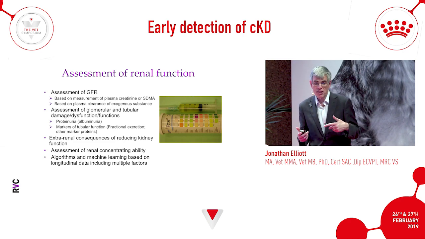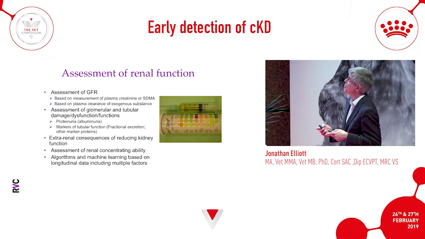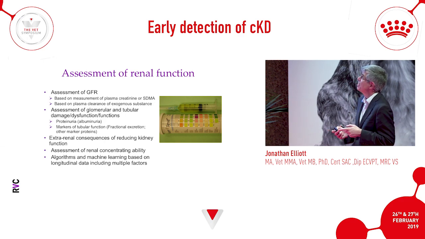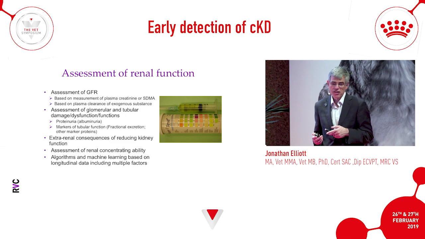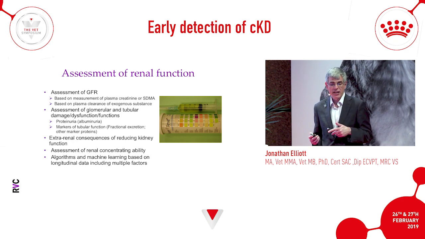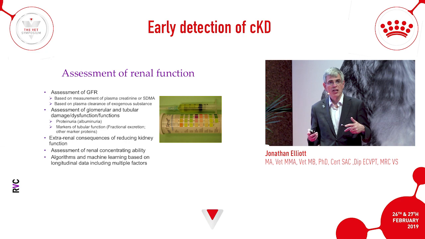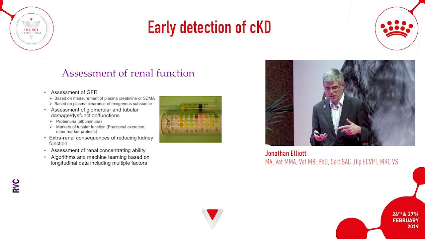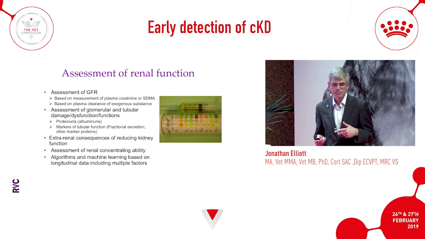And I'm going to go through this plan: assessing renal function based on glomerular filtration rate, assessing tubular and glomerular damage and dysfunction, and then looking at the extrarenal consequences of reducing kidney function, because all of those tests can form the basis of making an earlier diagnosis of chronic kidney disease.